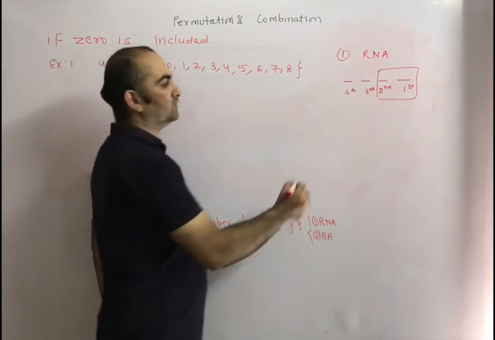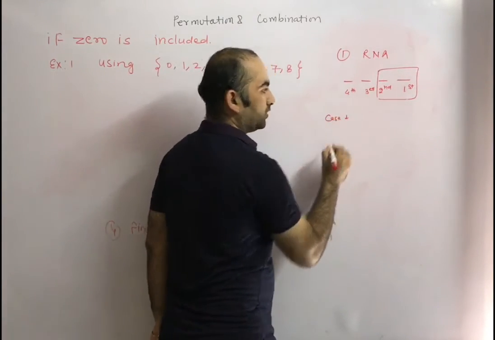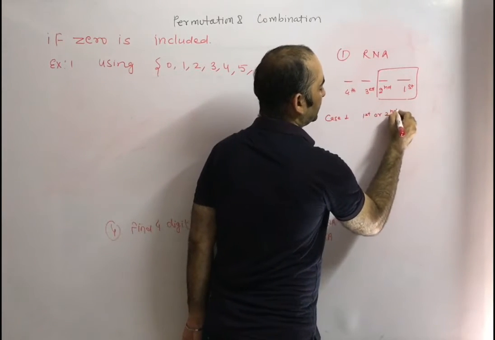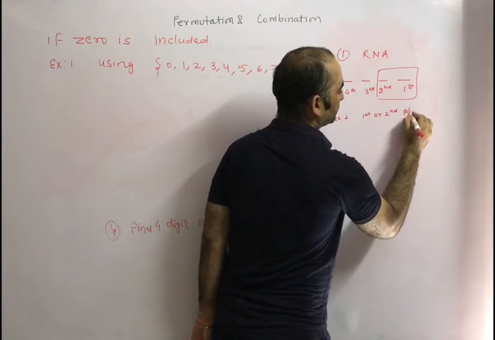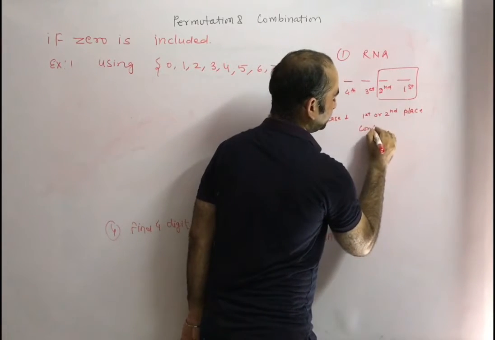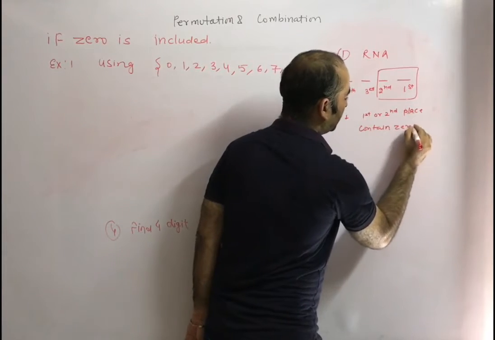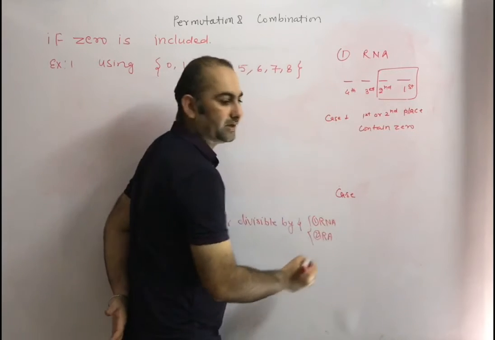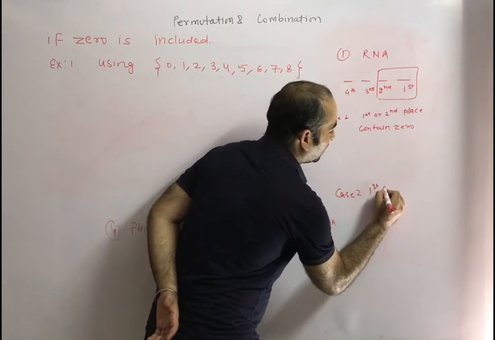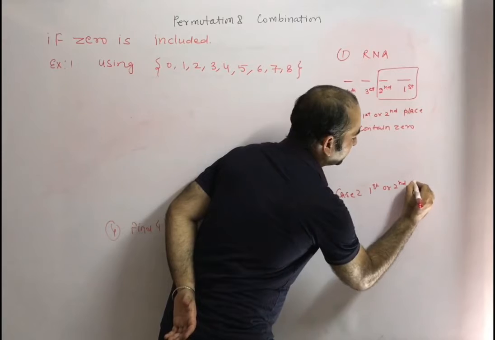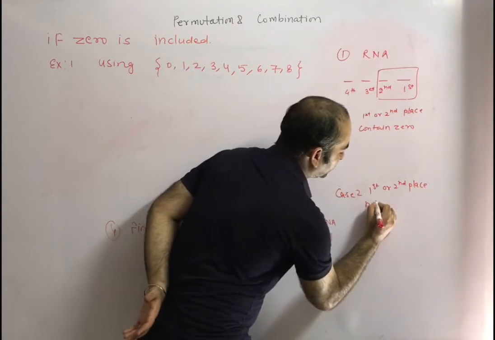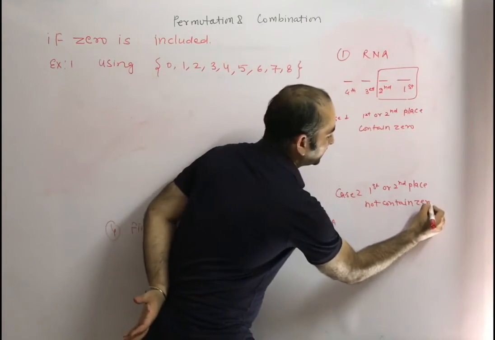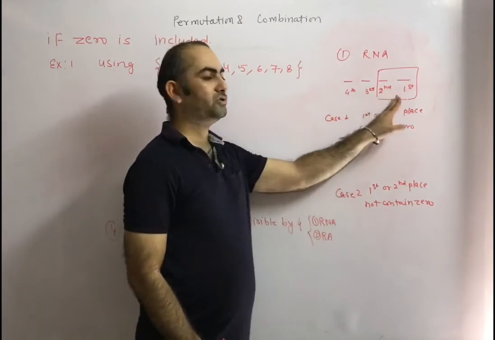Okay, so case 1 is what? First or second place contains 0. Okay, and case 2 is what? Case 2 is what? First or second place does not contain 0. Not contain 0. And second thing we want, these two digits should be divisible by 4.